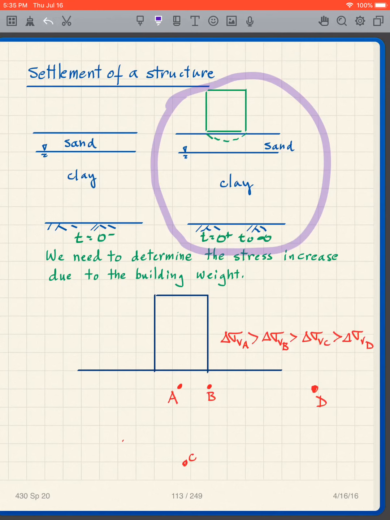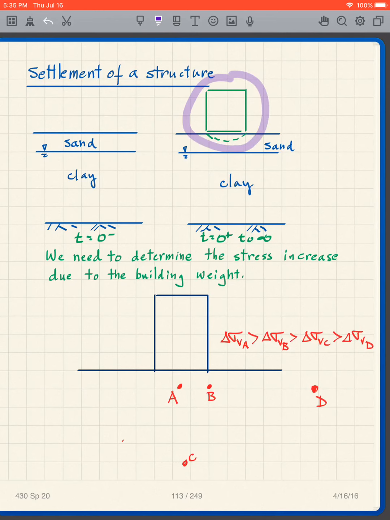I have my structure in place. In other words, we're going to build the building at t equals 0 plus, and we're going to leave it there for time infinity. And what we're going to find is that when the structure settles, it's not going to take place evenly. In other words, we're going to find that the center of the structure is going to settle more than the edge of the structure. So that's what we're going to learn, and we'll see why here.